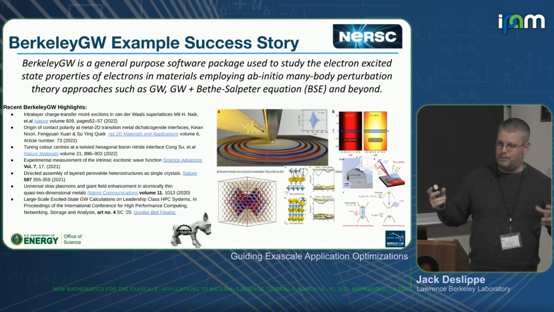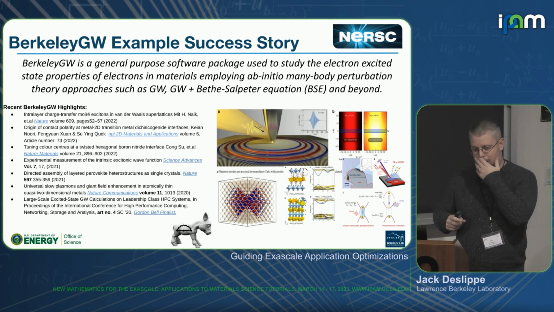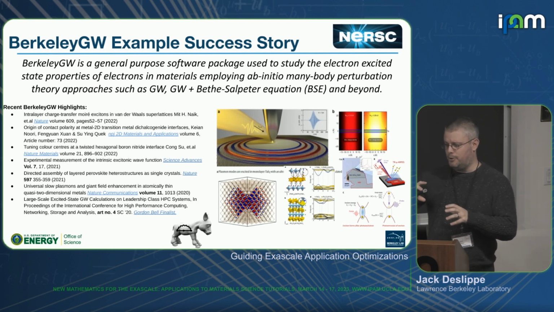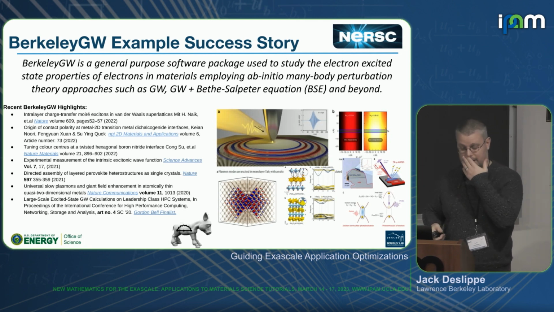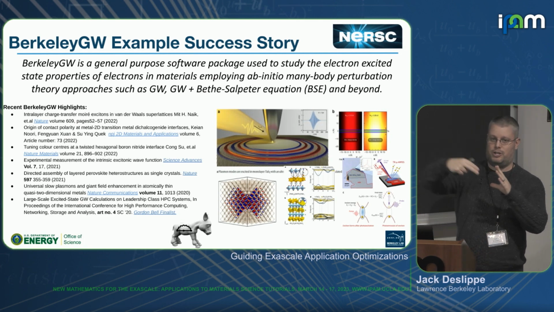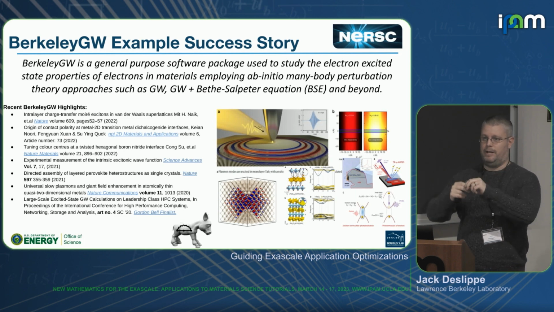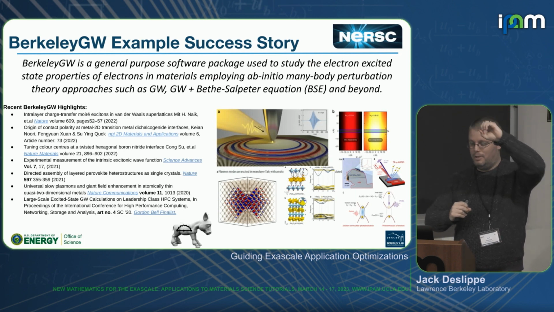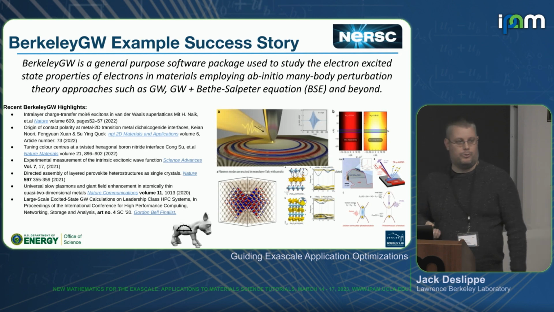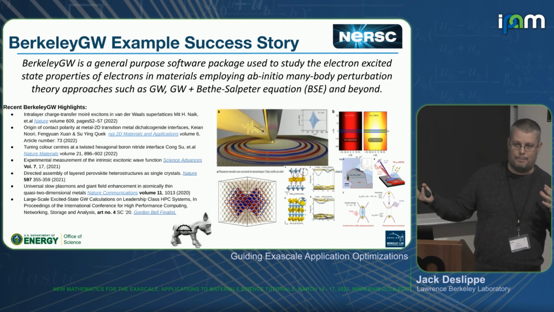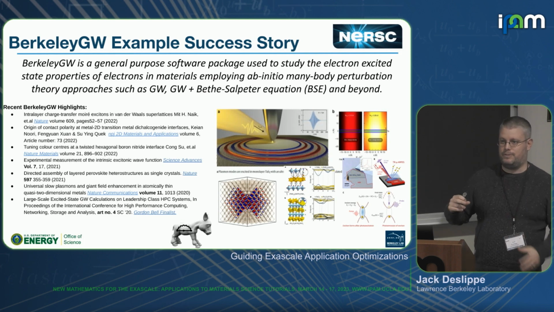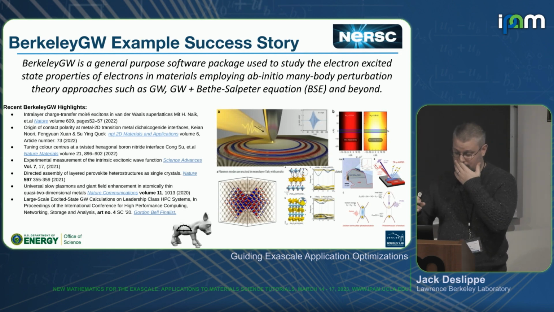So DFT is formally a ground state theory. GW sort of corrects the energetics that you get in the excited state. So what happens if you shine light on a material and you create an electron and a hole, it gets those energies right, whereas DFT is known to have this band gap problem, right, where it systematically underestimates the band gap.